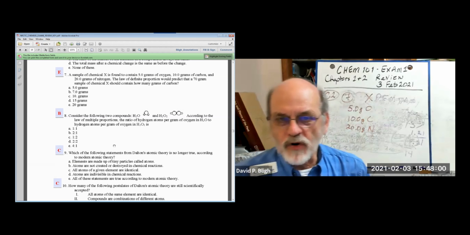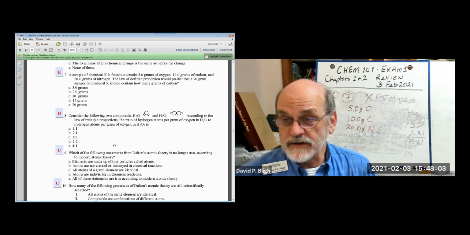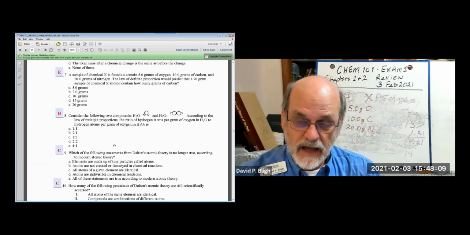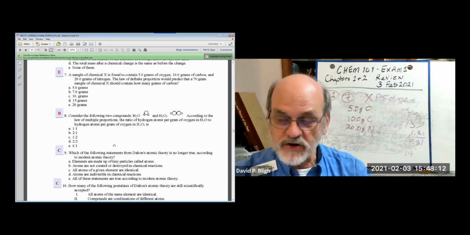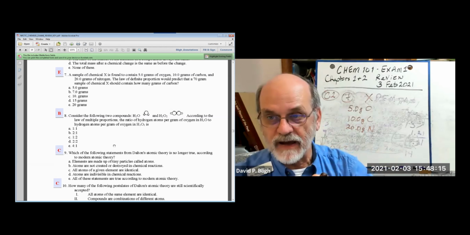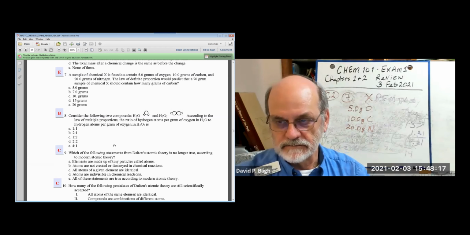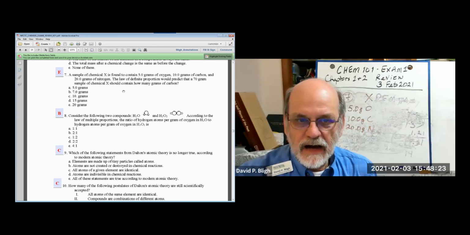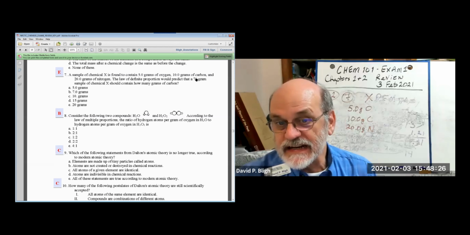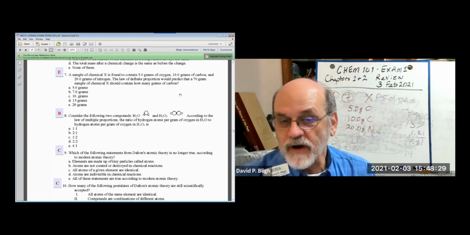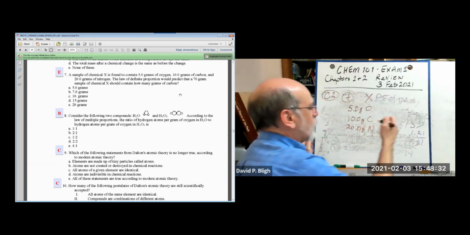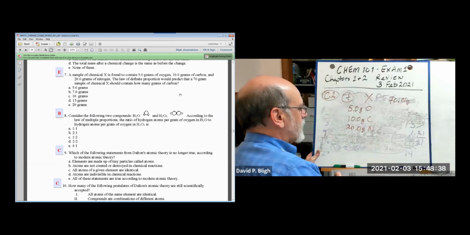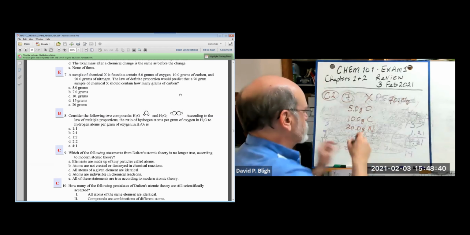The law of definite proportions would predict what? First of all, what's the law of definite proportions? It says that if you have the same compound, doesn't matter where it came from, the ratio by mass of all of the elements in that compound is the same. That defines the compound. So if we say that we have a 70 gram sample of X, how many grams of carbon would you have? So if the total is 70 grams, how much carbon would you have?